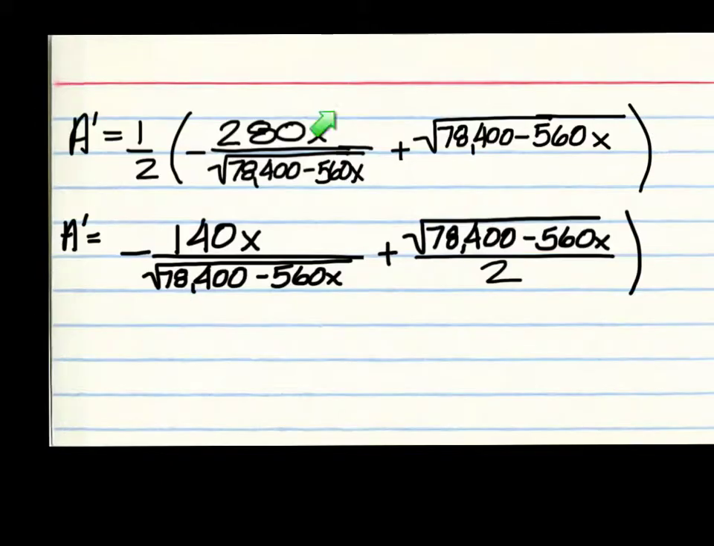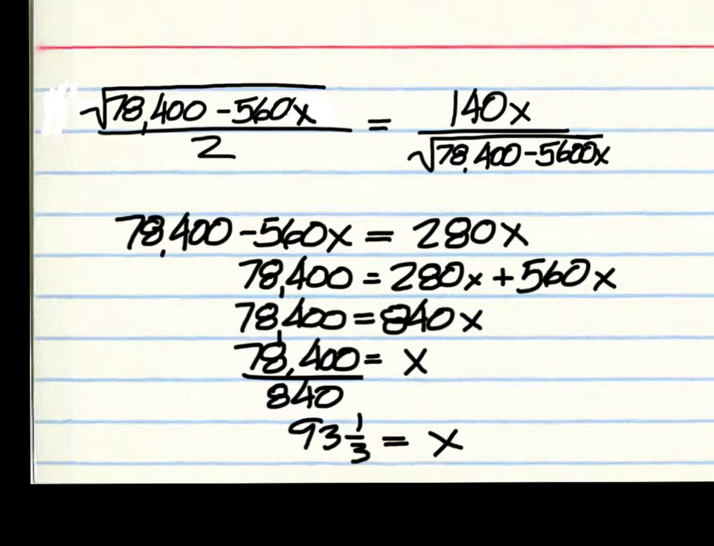Alright, so there it was. The 2 was here, so we simplified it with what was on top to get the 280x. And then distribute through the 1/2. That's going to knock this down to 140. Don't forget the negative sign. And then over here you have a 2 on the bottom.